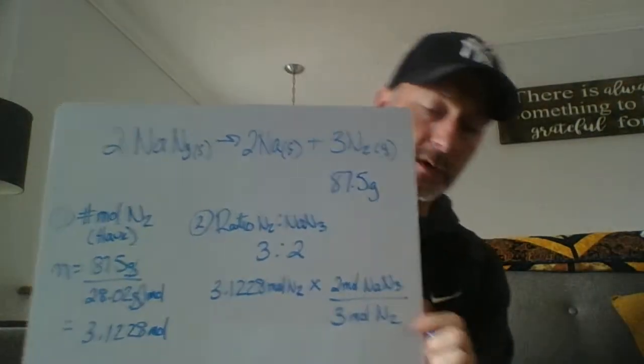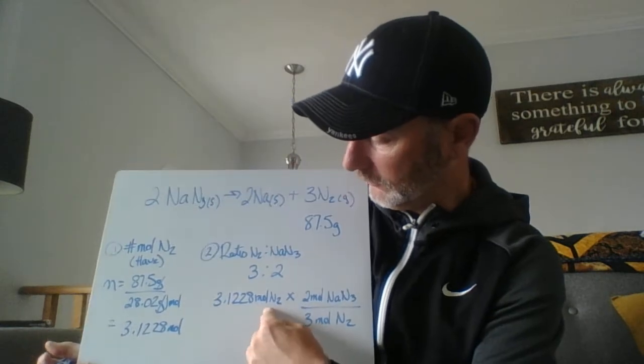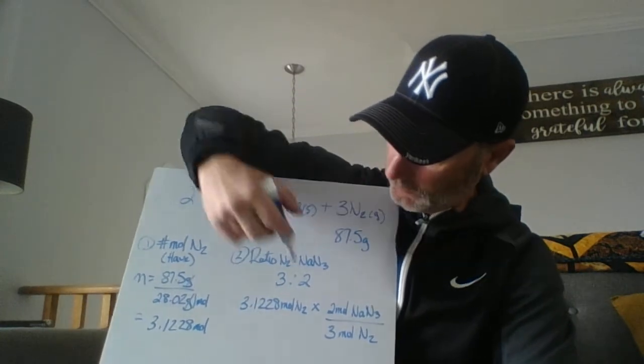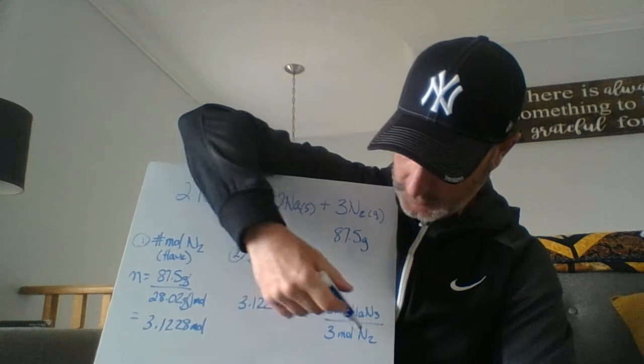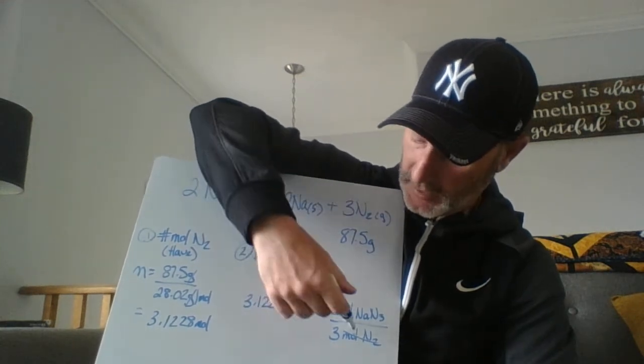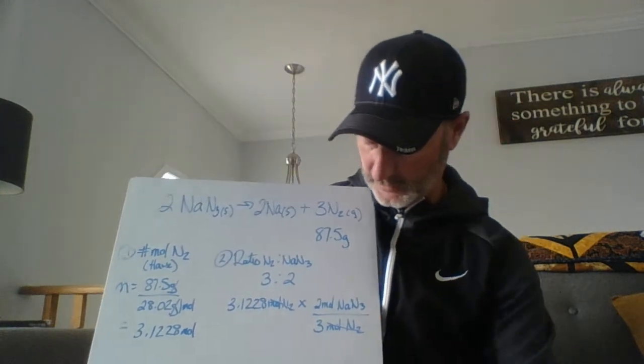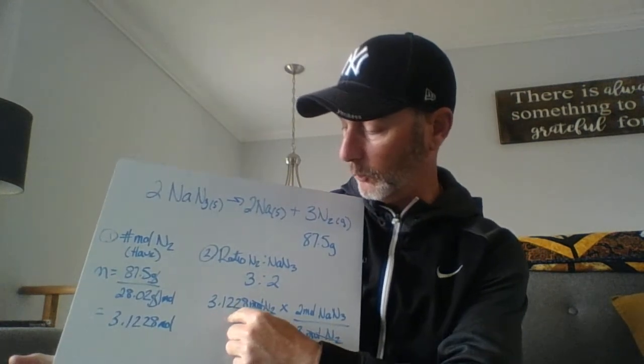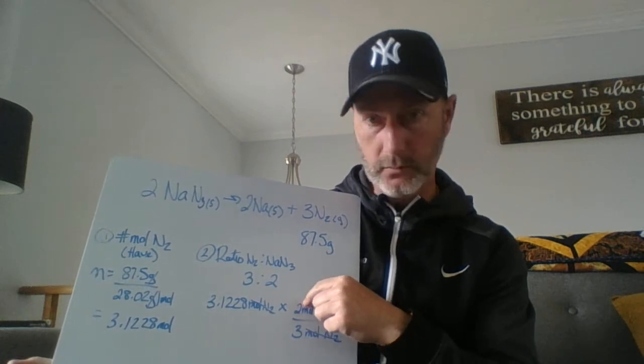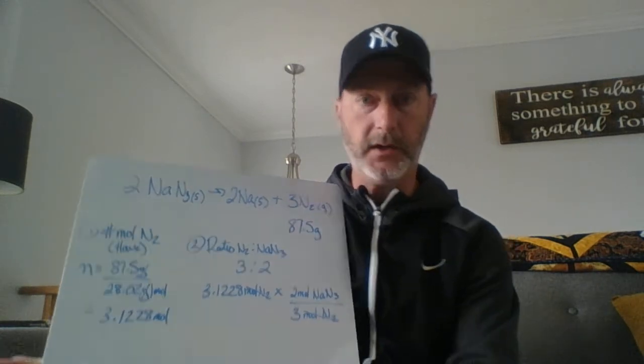Okay, we set the ratio up this way because when I do this multiplication, I need my number of moles of nitrogen top and bottom of the fraction, so they cancel each other out, leaves me with moles of NaN3. So I'm going to take 3.1228 times 2 divided by 3, which is going to give me 2.0819 moles of NaN3.